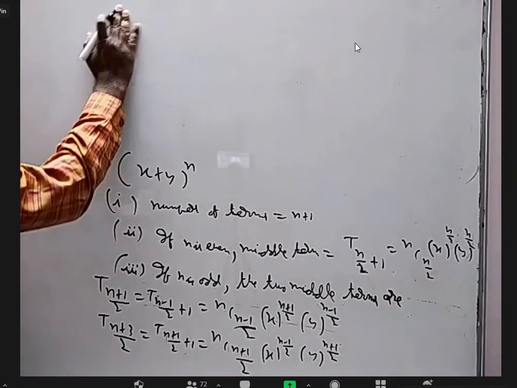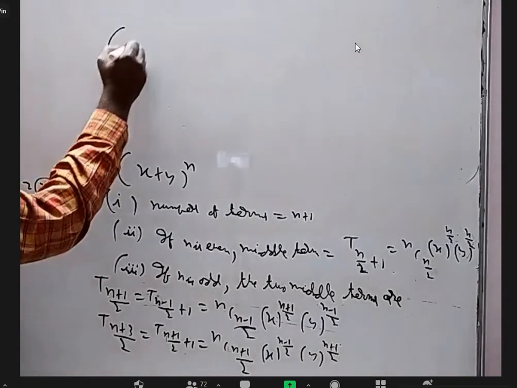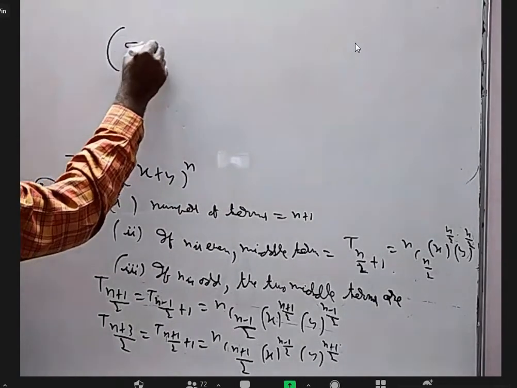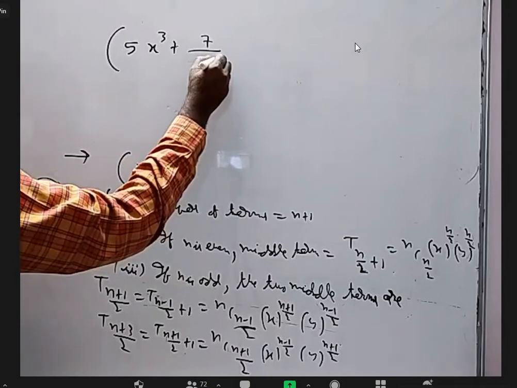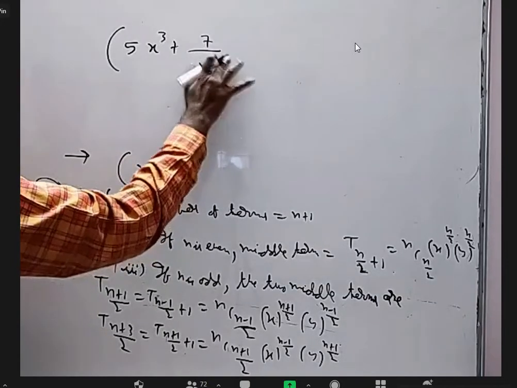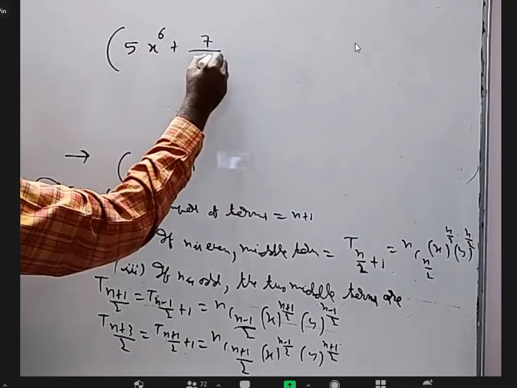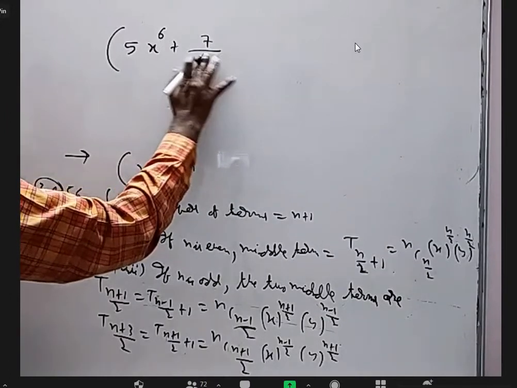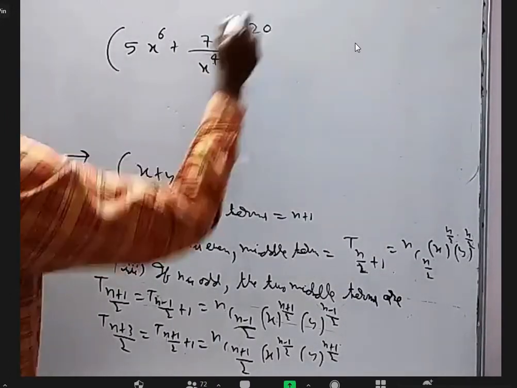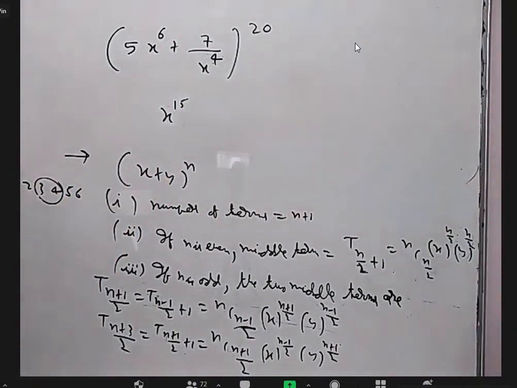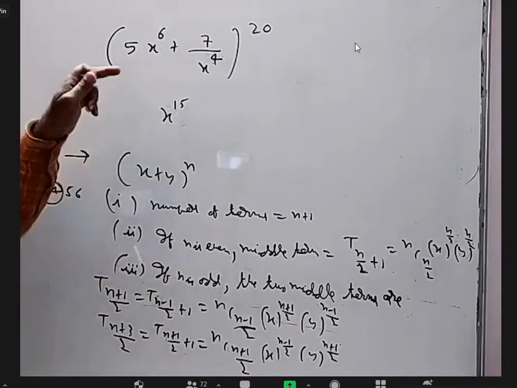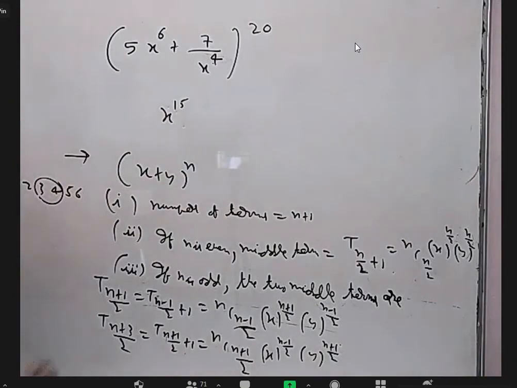Okay. Don't write next to what I'm explaining. This time I'm explaining an example. Let us have a question: (5x^3 + 7/x^4)^20, or let's say this is x^6 and this is x^3 or x^4, whole power 20. They ask what is the x^15 coefficient in this. In which term will x^15 happen and what is that coefficient? They may ask. How to do that?